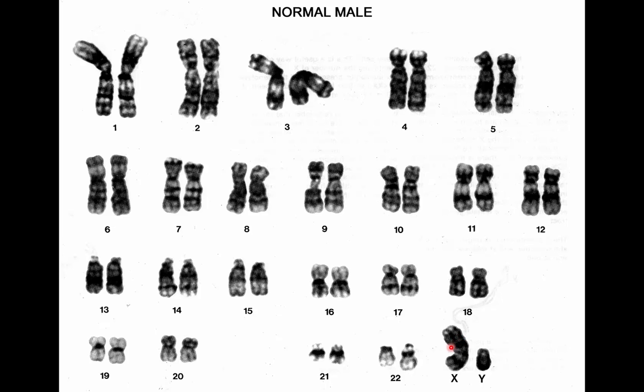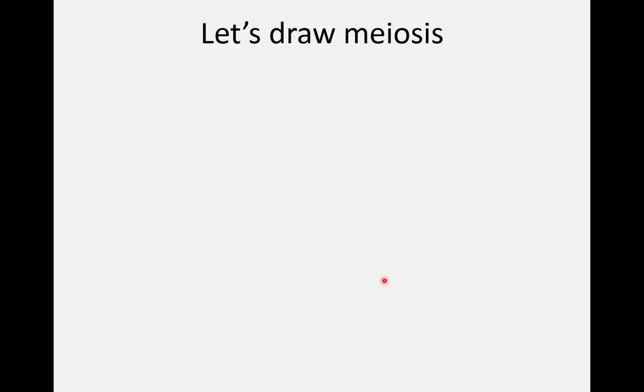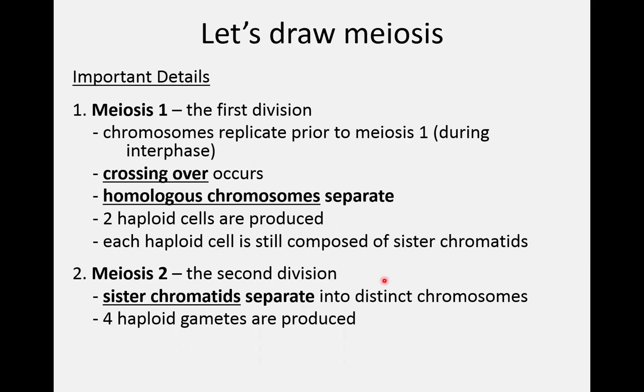So again, when you do meiosis and you make gametes, you're going to end up having cells that have one member of each of these 23 pairs. So it'll have half the chromosomes, and it will be considered haploid as a result. So we're going to draw it. Before we draw meiosis like we drew mitosis, there are a couple of things to consider.